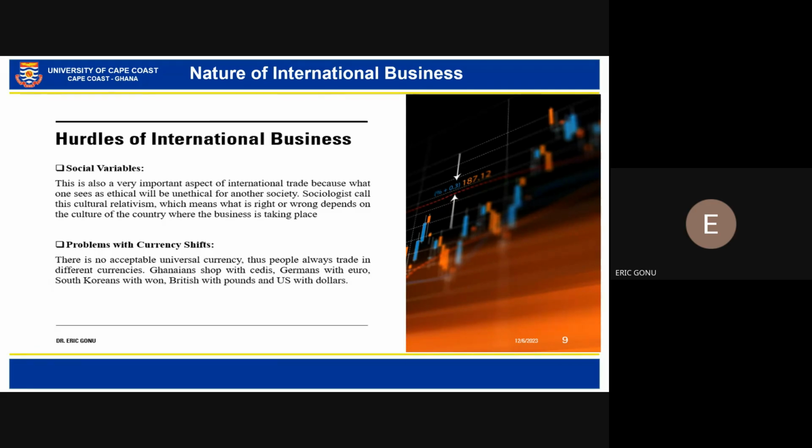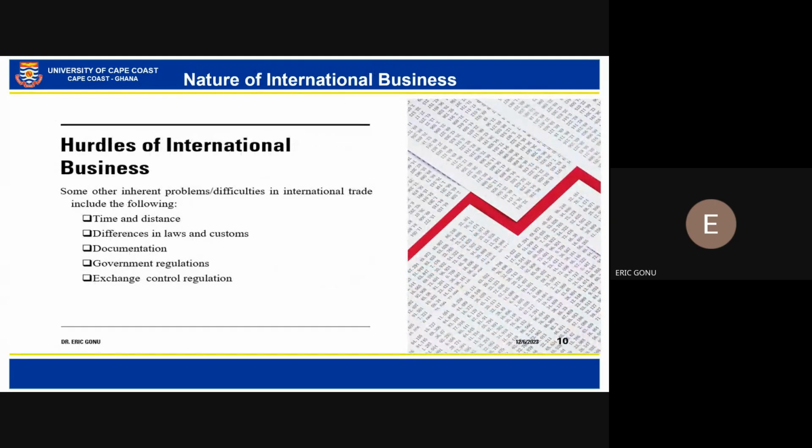So there's no acceptable universal currency. People always trade in different currencies. Ghanaians shop with CD, Germans shop with euro, South Koreans with won, British with pounds, and US with dollars. So since you don't have a universal currency, definitely when there's a currency shift in the home of the other trading partner, it affects the domestic activities.